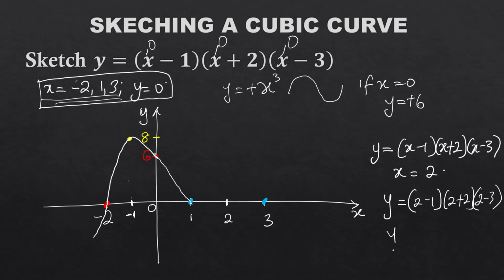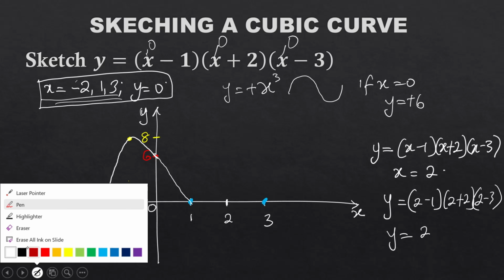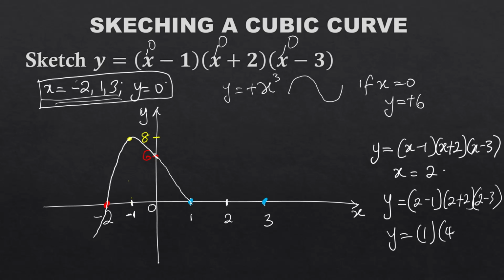So 2 minus 1 is 1. This is going to be 1, bracket 4, bracket minus 1. So y is going to be minus 4 when x is 2. So let me call this place minus 4. This is going to be the coordinate of 2 and minus 4. So I will now start here. You reach here, curve this way. So ladies and gentlemen, this is the curve for this function.